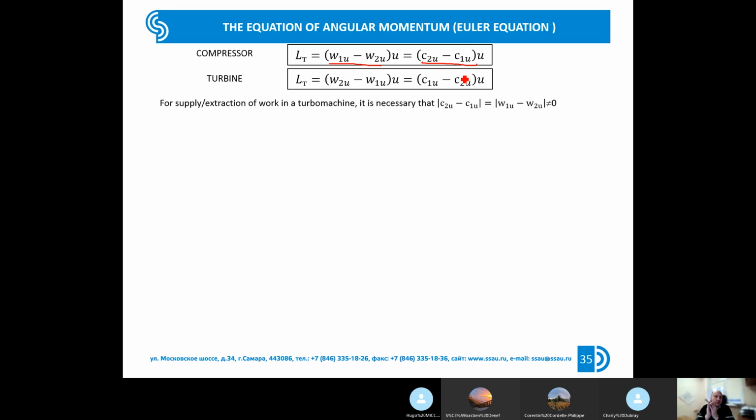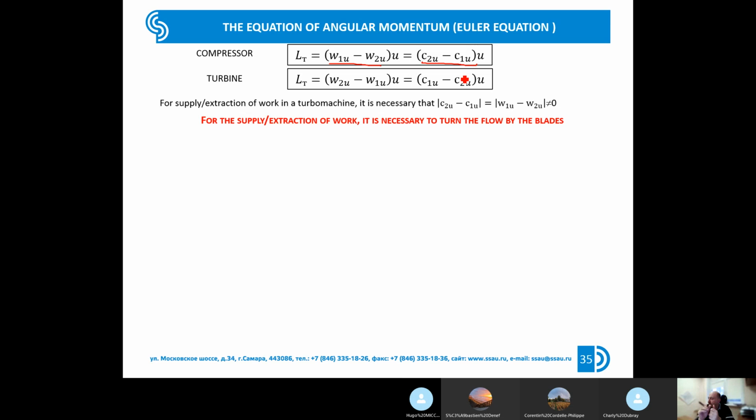In other words, for organizing energy exchange between the blades and the flow, you need to turn the flow. So, it's really a very important idea. It's really a very important note. For providing energy exchange between the flow and the blades, for supplying or extracting mechanical work from the flow, it's necessary to turn the flow in the blade channels.